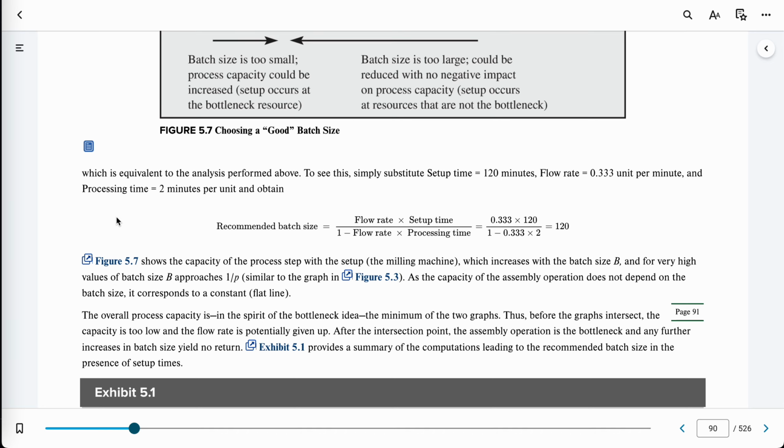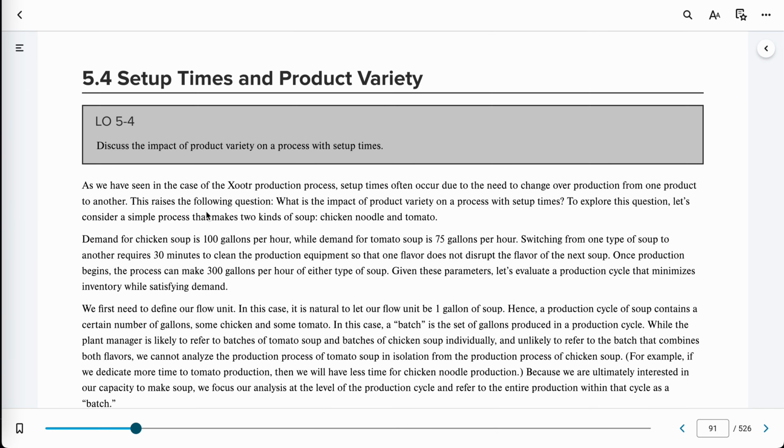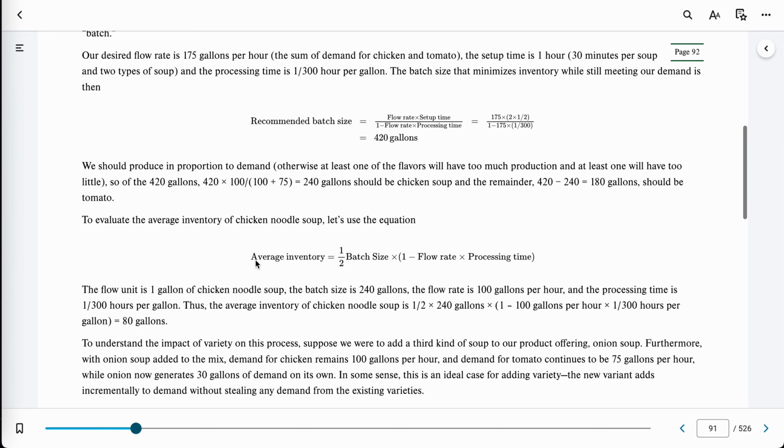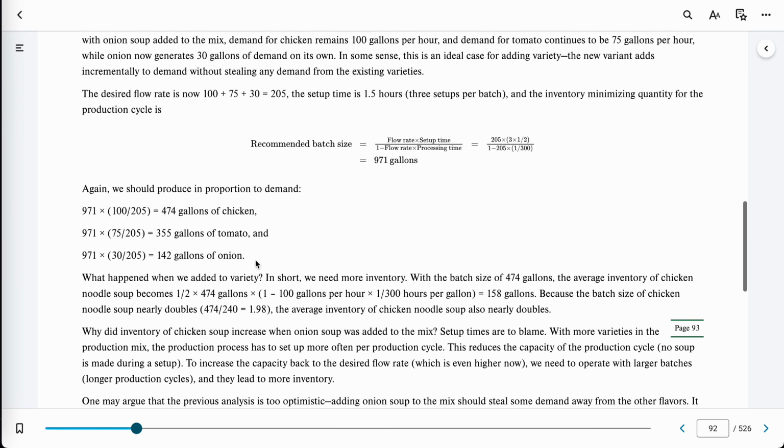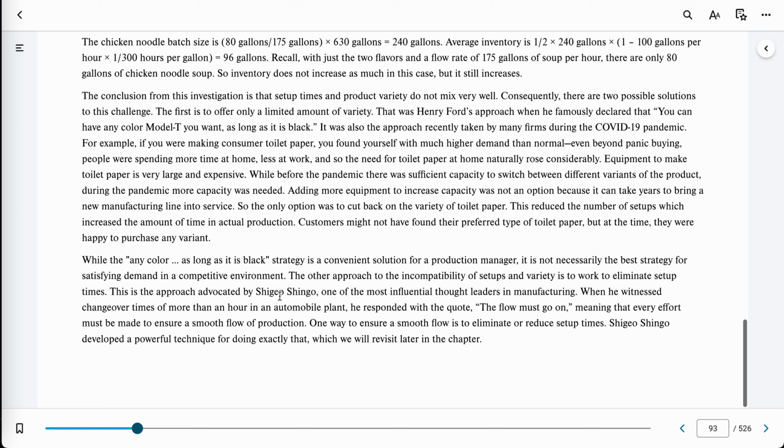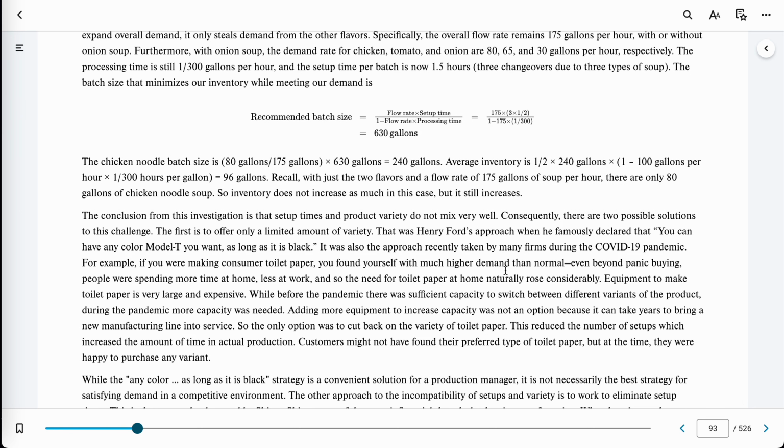Now, the next section covers setup times and product variety. I'm not going to go over that. It's a simple enough calculation. You can easily go over this. But the takeaway point is that setup times and product variety do not mix well, right? So the two obvious solutions are that you produce each variety individually, or you can use Henry Ford's approach: you can buy any color Model T as long as it's black. So you produce a single variety and just do that.